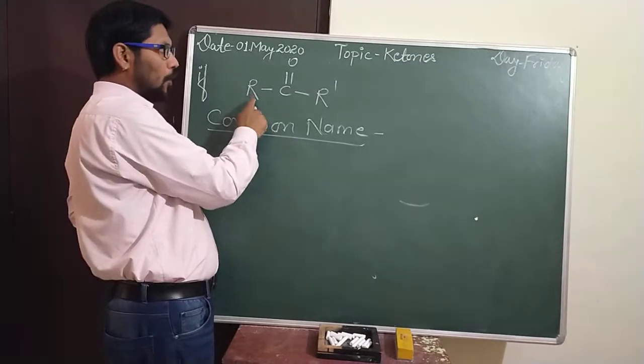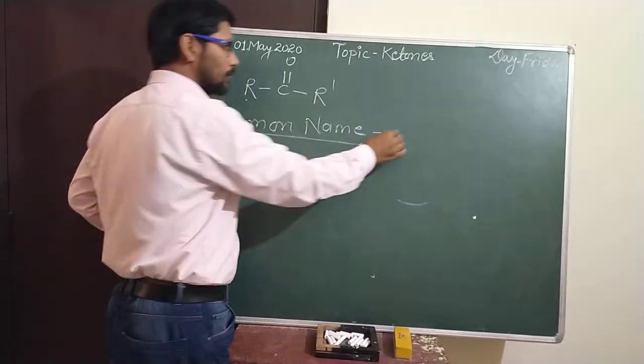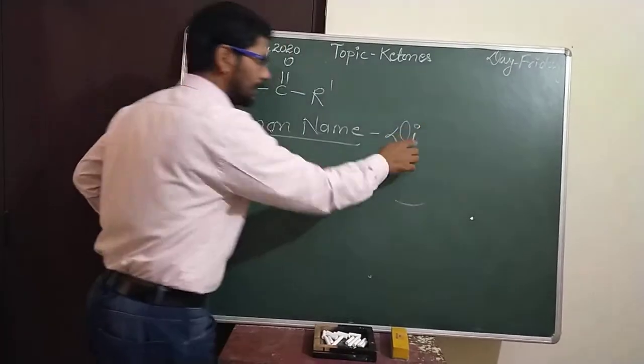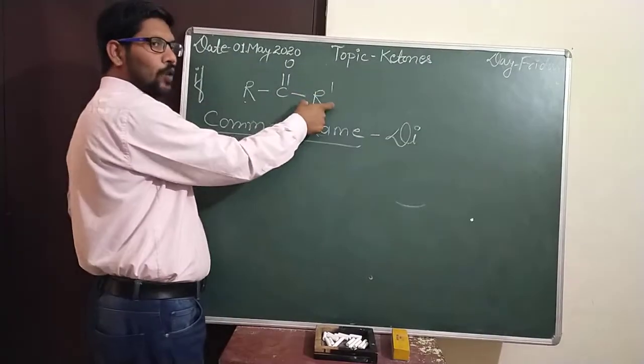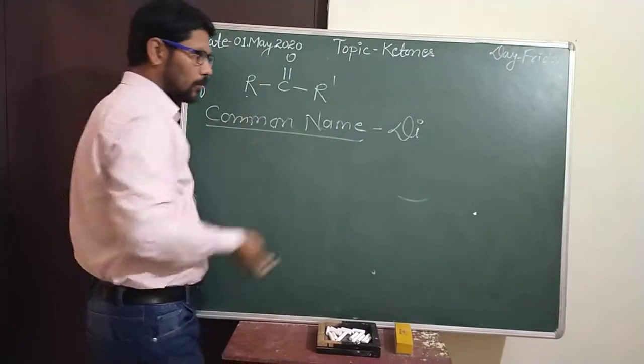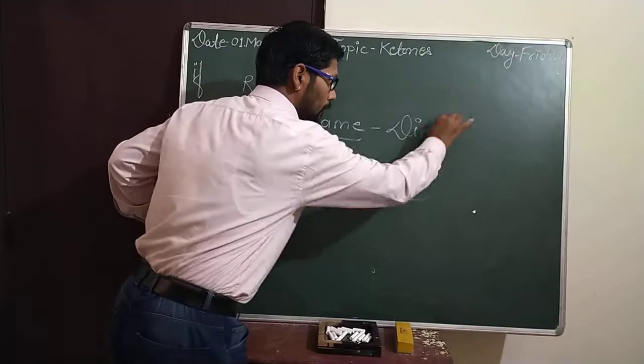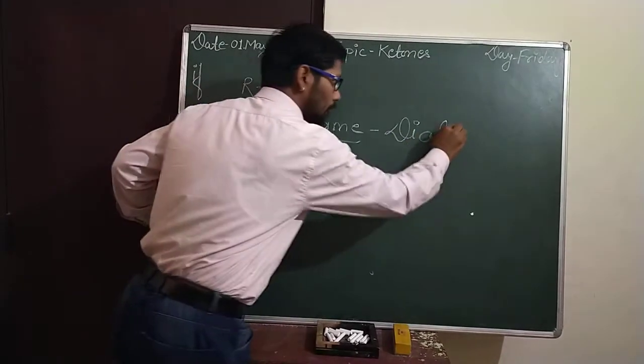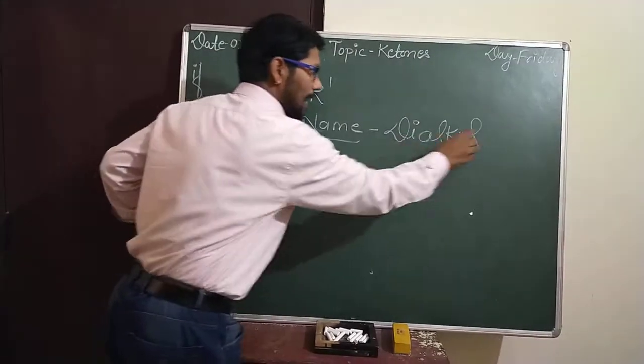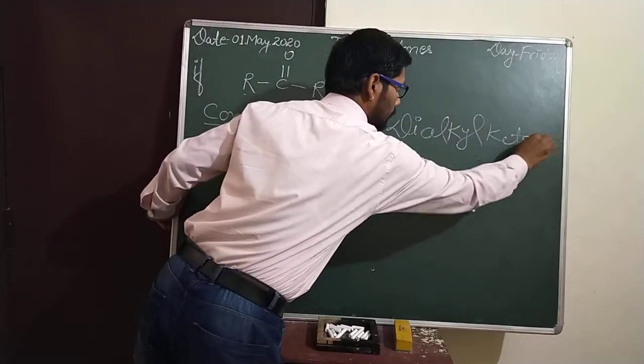When both the alkyl groups are the same, the common name uses di. Di means one alkyl, two alkyl. So how many alkyl groups? Two. This is called di. So now the name is dialkyl ketone.